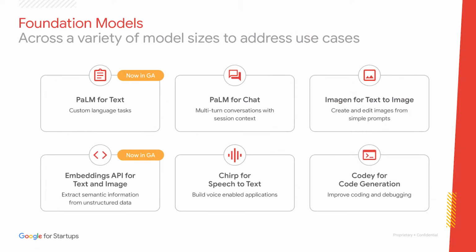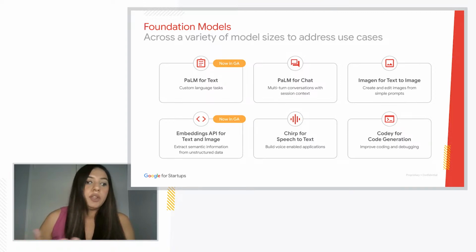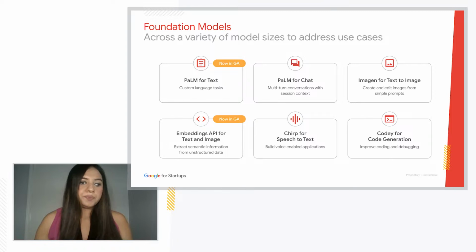Talking about foundation models, what are foundation models and what we offer today through Generative AI Studio. So these foundation models are available through Generative AI Studio for you to try and prototype and get started quickly with generative AI. The first is PaLM for text, which is very customized for language specific tasks. The second is PaLM for chat, which supports multi-turn conversations with session context. Third is Imagen for text to image. So this foundation model API will help you create and edit images from simple prompts.